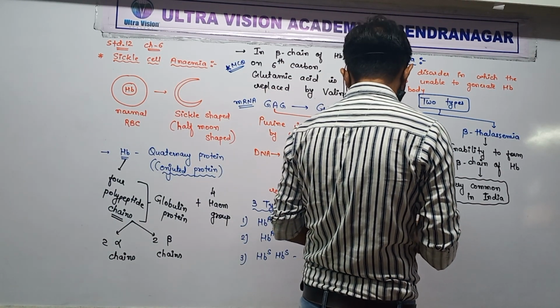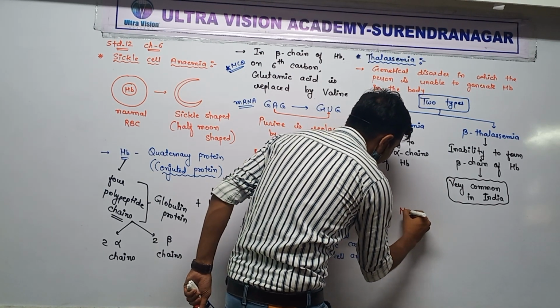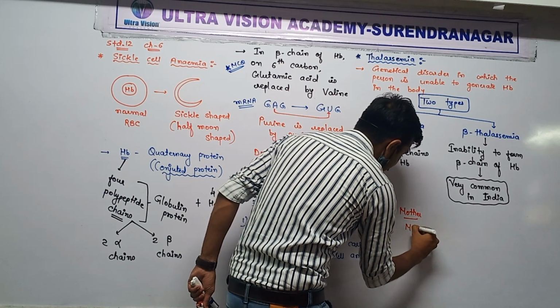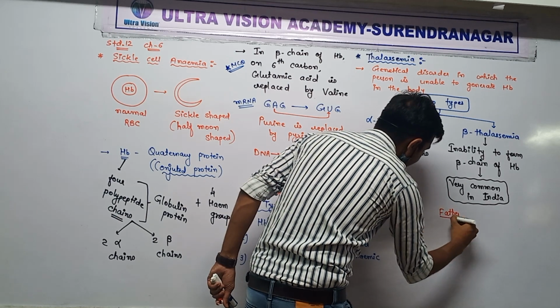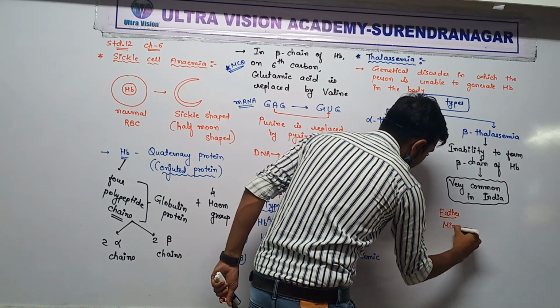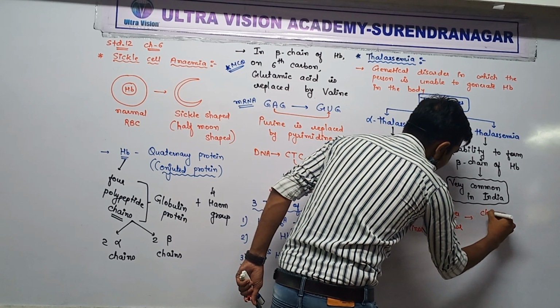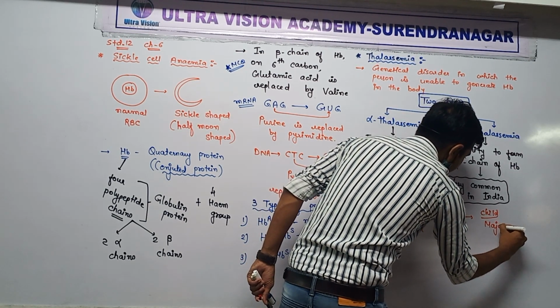If the mother is thalassemia minor and the father is thalassemia minor, the child is thalassemia major, that is confirmed.